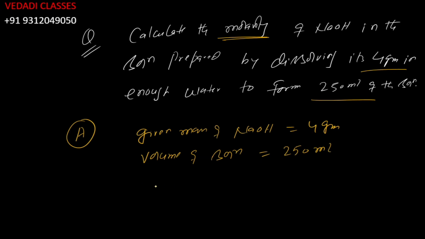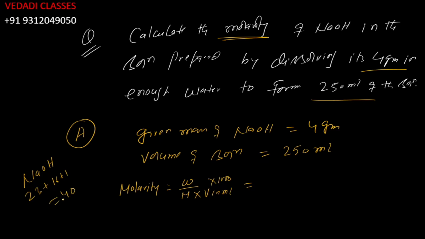So first, what you have to do? You have to find out the formula of the molarity. So molarity is number of moles, means given mass upon molar mass into volume of solution in milliliter into 1000. This is the direct formula. Use the direct formula over here. First find out the molar mass of NaOH: 23 plus 16 plus 1, it will come 40.